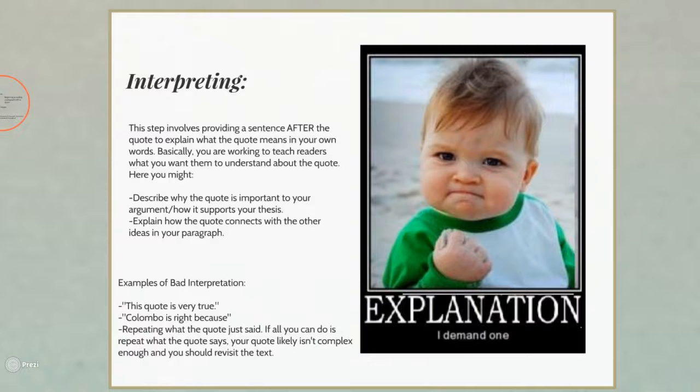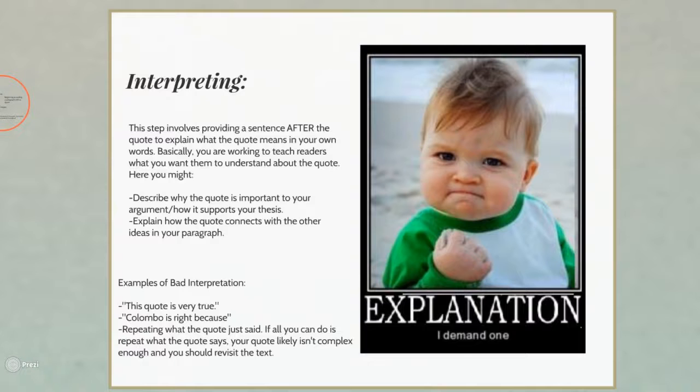You know you've run into a problem if all you can do at this stage is just repeat what the quote just said. You can't come up with your own words to convey what the quote means. That might suggest that the quote you've selected is just too simple. There's not enough content for you to really sink your teeth into and analyze and interpret the quote. That means you might want to go back to your text, revisit it a little bit, and see if you can pick a quote that has more substance.